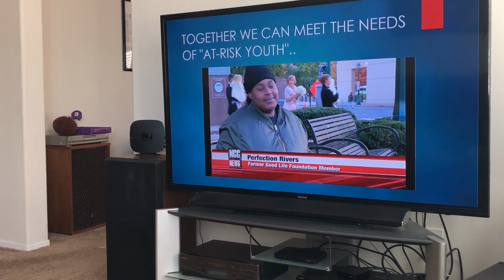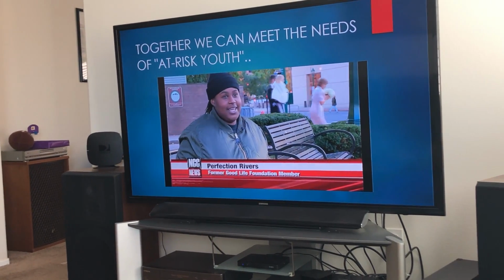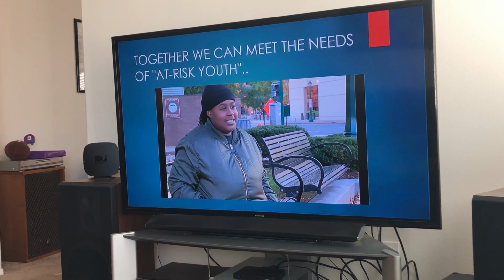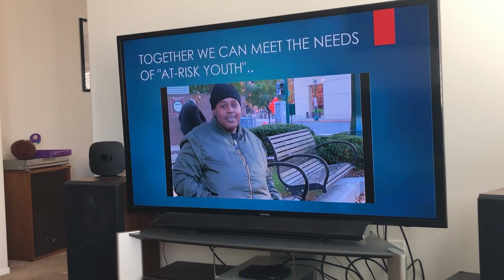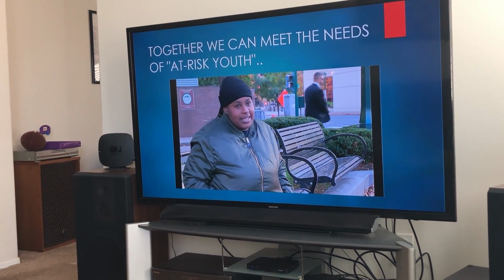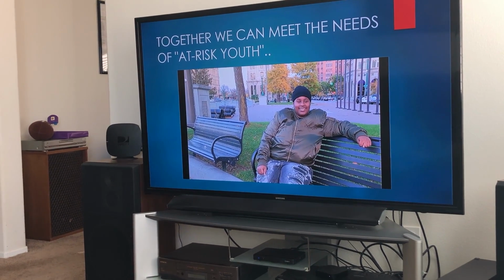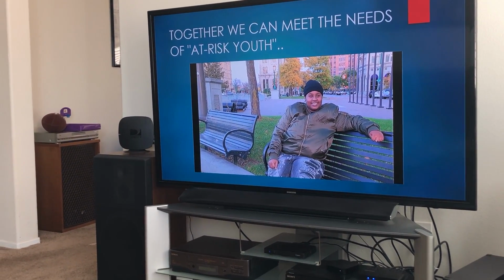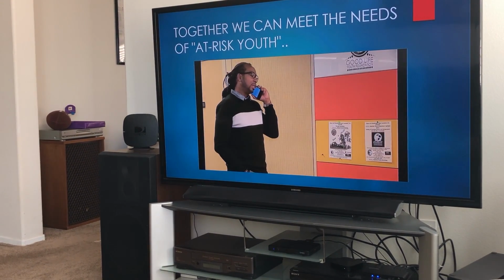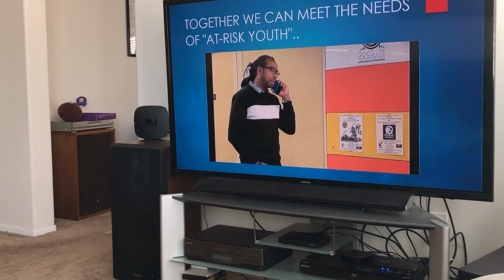Like, you know what I'm saying? I wasn't doing good stuff. Like I wasn't working, making money to pay my bills. I was fooling around more so. Rivers was taken to the Good Life Foundation by a friend. She says the foundation changed her way to look at life.